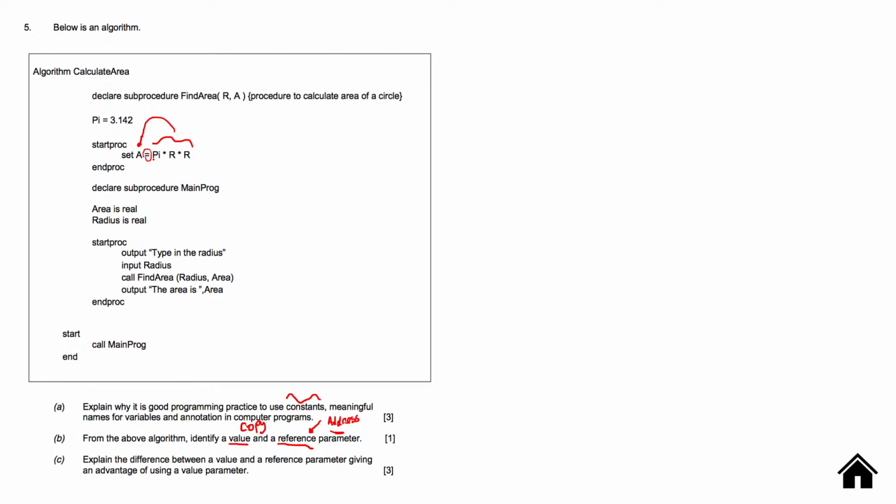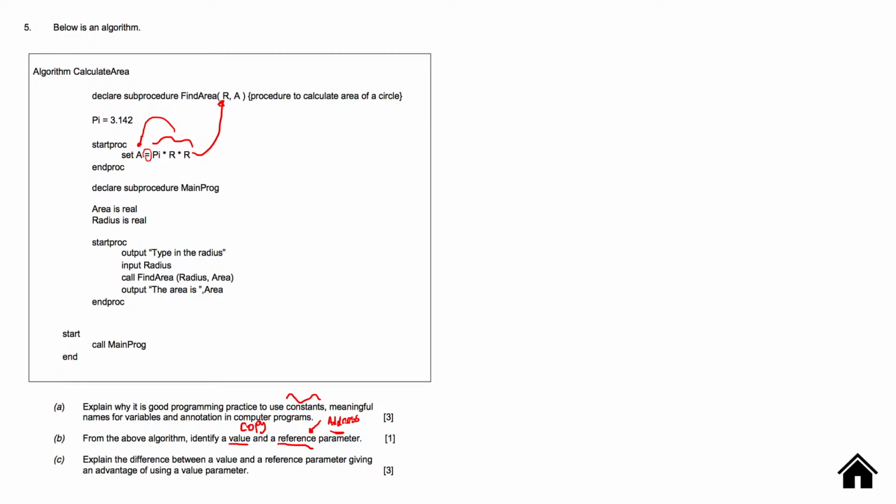We're taking 3.142, which is pi, multiplying it by whatever R is and whatever R is there. So R is our parameter up there. So because we're changing A, we know that reference parameters are changed because we passed the original memory address in there. So A would be your reference parameter, and R, because we're only using it as a part of the calculation and we're not altering the value of R, therefore it is a value parameter, and that gets you 1 mark.